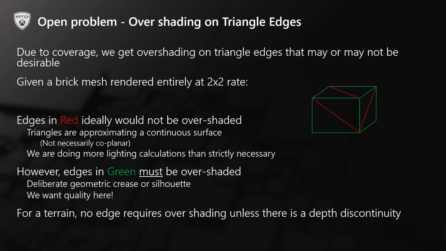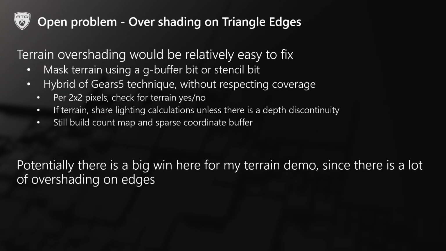Sometimes you need that. As I said, sometimes it's a silhouette and you must do it for quality. But sometimes that edge is internal to a surface, and ideally you wouldn't be overshading it, or you certainly wouldn't be running all those lighting calculations, because this is an edge on a bunch of triangles that are approximating a continuous surface. And that's for terrain, that's everywhere. Most of those edges, we don't need to be doing all those extra lighting calculations. So this should be quite simple to fix for a terrain.